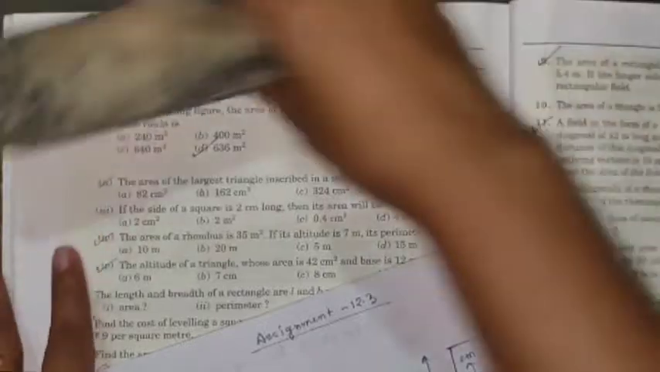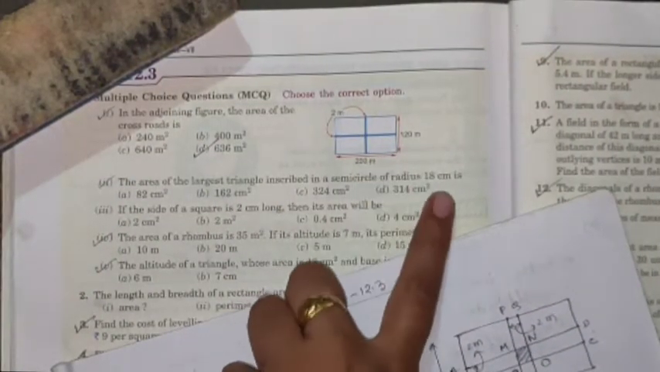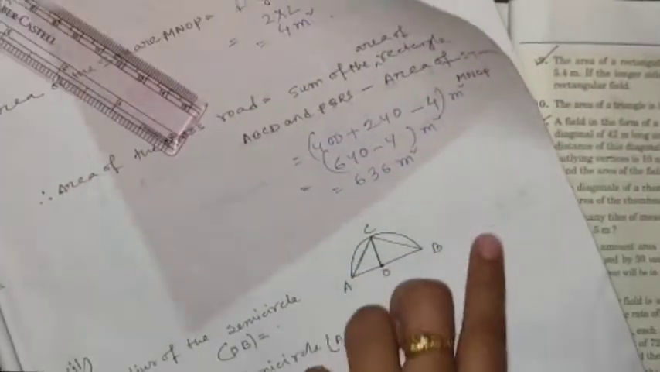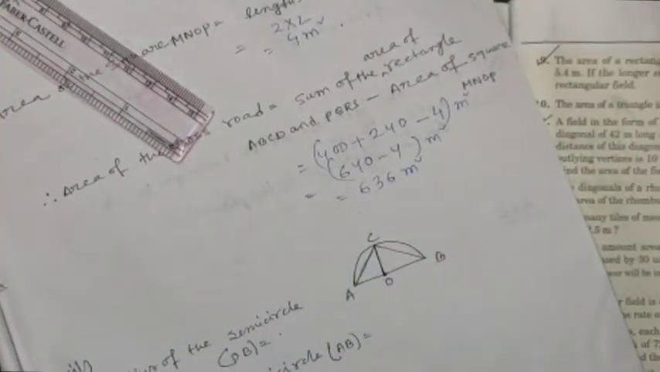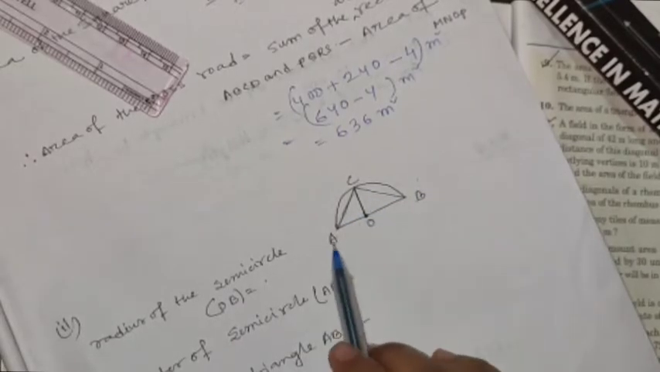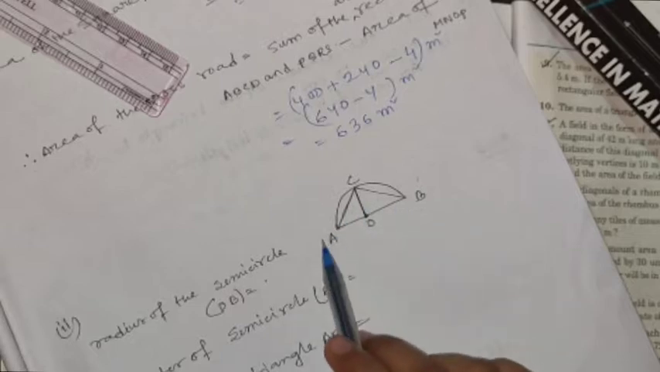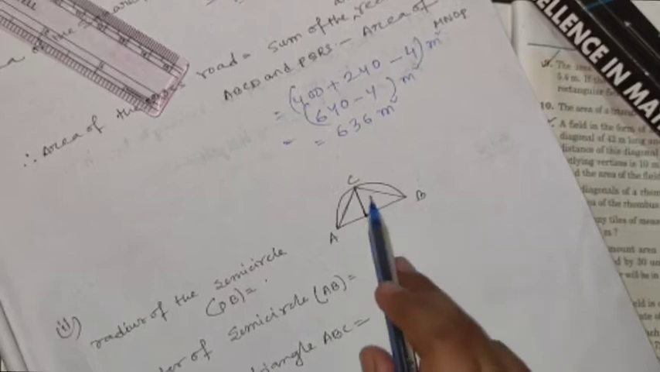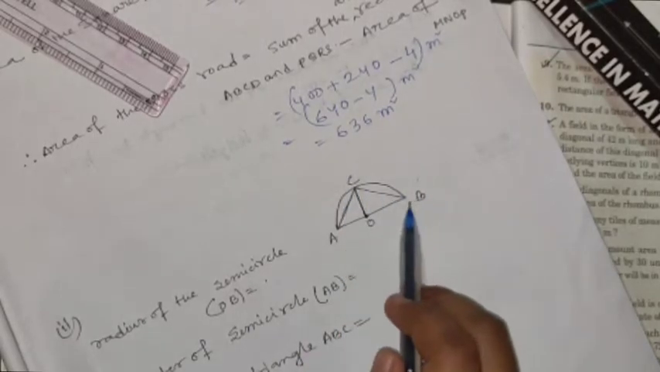Next, the area of the largest triangle inscribed in a semicircle of radius 18 cm. Here I have drawn a semicircle. The semicircle is ABC. You have to find the area of the largest triangle inscribed in the semicircle.